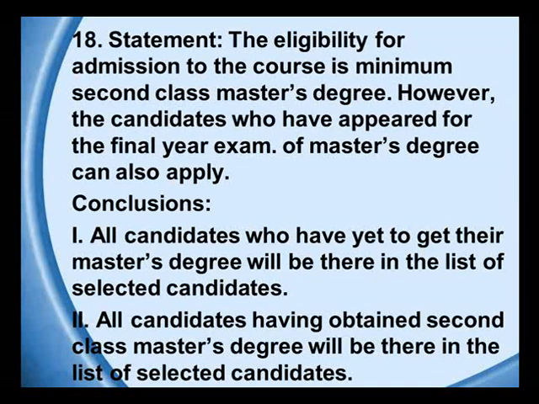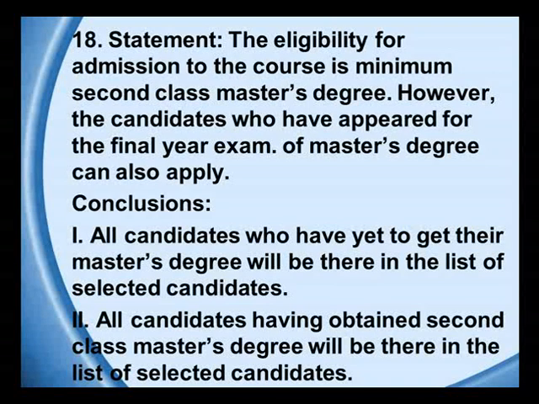Let's see what are the conclusions. First conclusion: all candidates who have yet to get their master's degree will be there in the list of selected candidates. This is actually a distorted conclusion from the given fact. The given statement just says that either you have a second class master's degree, if not, you must have appeared for the final year examinations of master's degree. But that does not mean that all candidates who are yet to get their master's degree are going to be there in the list. What about the students who did not even apply for the course? So conclusion 1 doesn't follow.